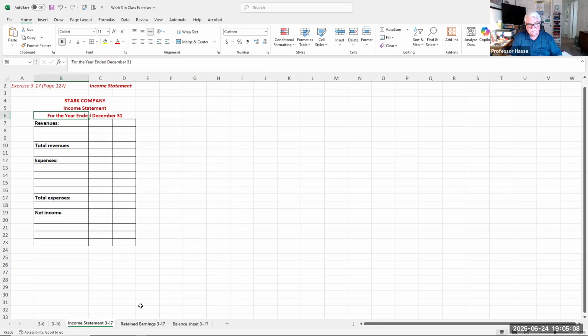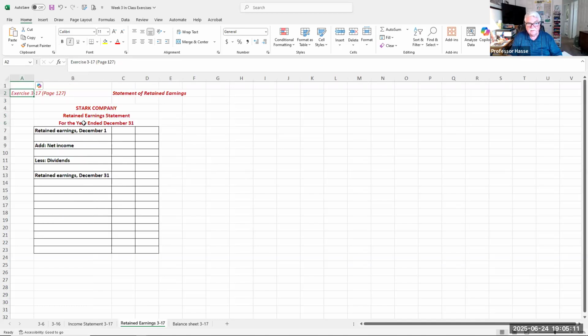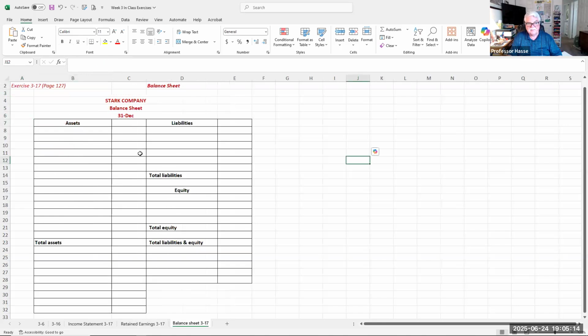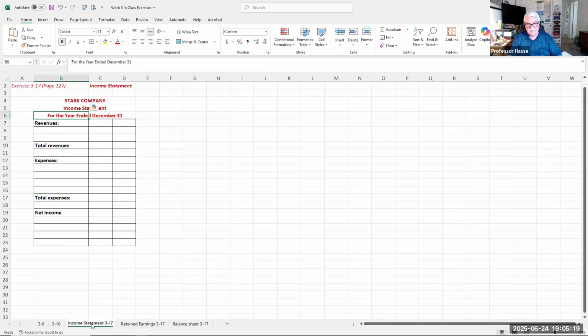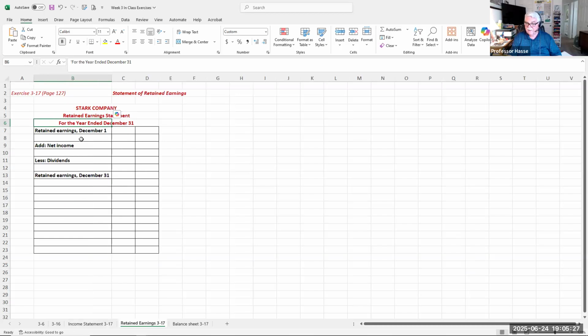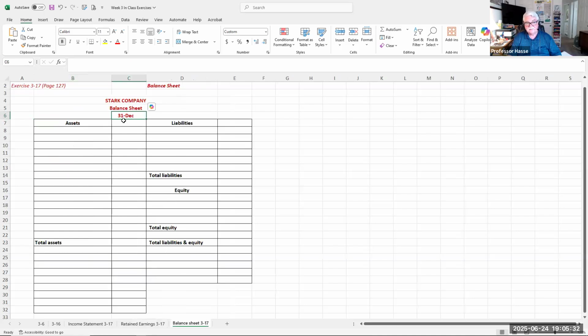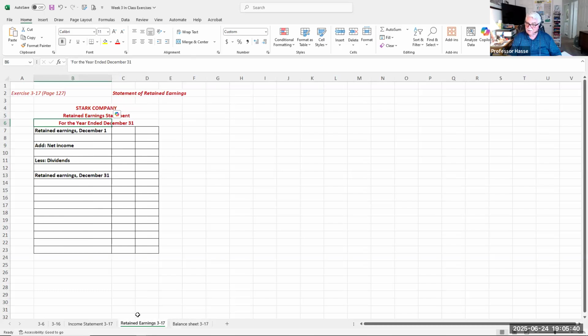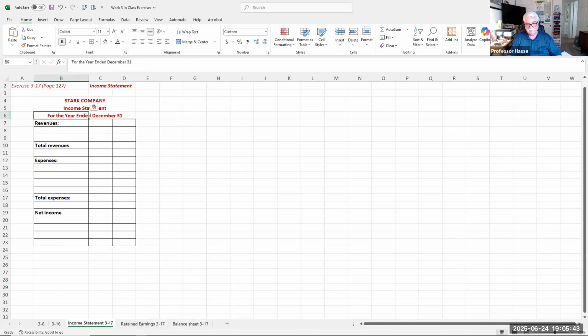The income statement and the retained earnings statements are for a period of time. The balance sheet is as of a given date. One more time. The income statement is for, in this case, 1 year ended December 31st. The retained earnings statement is 1 year ended December 31st. The balance sheet is on the date December 31st, not for the period of time, on that date. So make sure as accounting students, you have the proper headings to those financial statements.